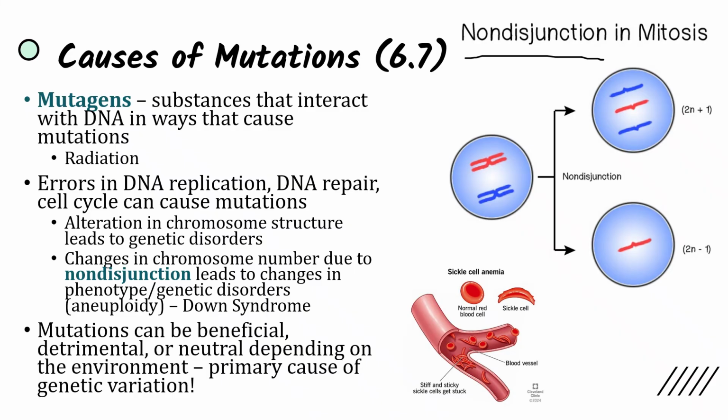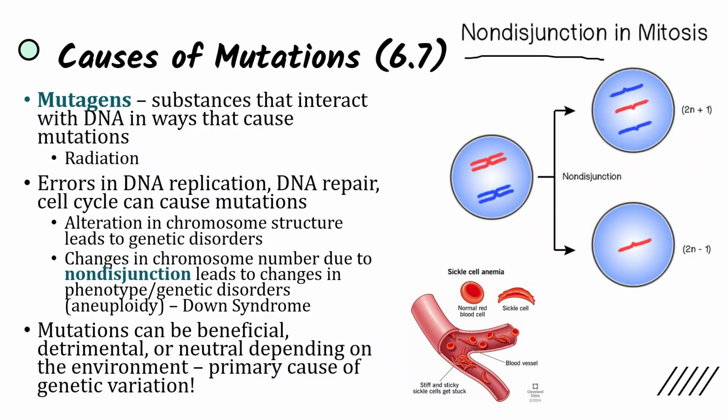But also, if this happens in meiosis and separation doesn't work, then you could get an individual that has too many or not enough chromosomes born as offspring. And whether mutations are beneficial, detrimental, or neutral depends on the environment. And they're the primary cause of genetic variation.